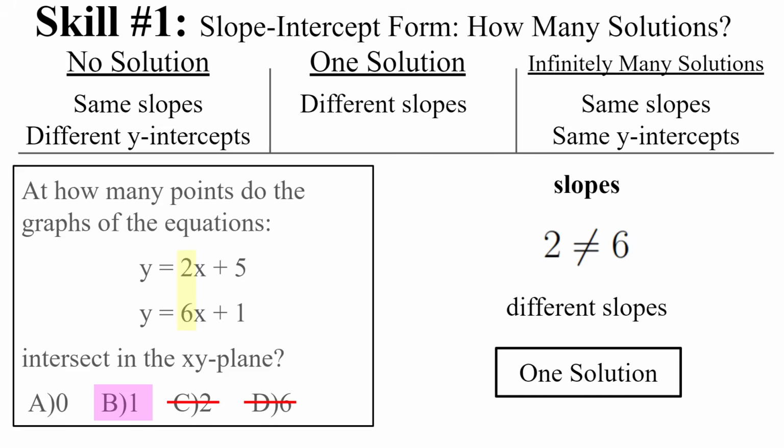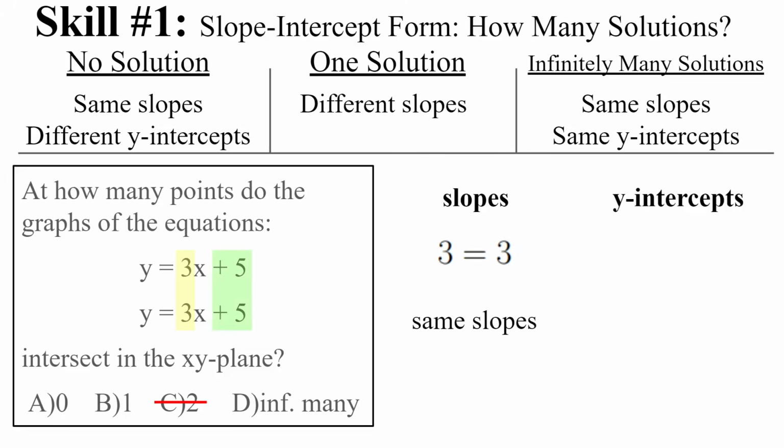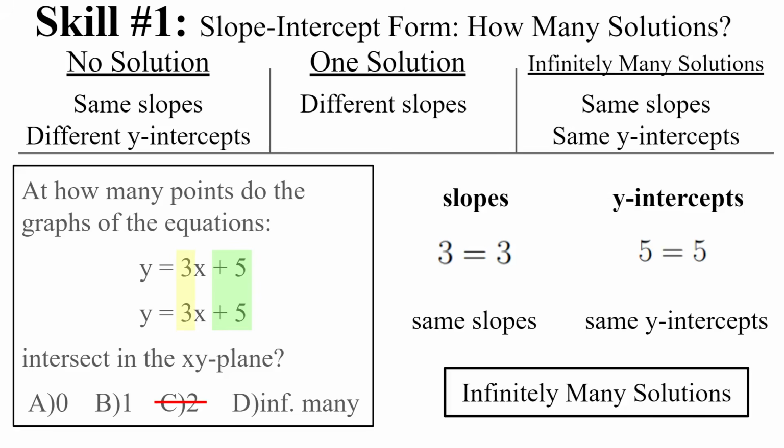Great, let's keep going. Okay, so for this one, same kind of deal. I can just cross off 2 right away. That can't be that. The slopes are both 3. Those are equal, so we're going to write same slope. And the y-intercepts are both 5, so we're going to write 5 equals 5. We have same slopes and same y-intercepts. If we look at our table, that tells us that we have infinitely many solutions. So the answer to this question is D.